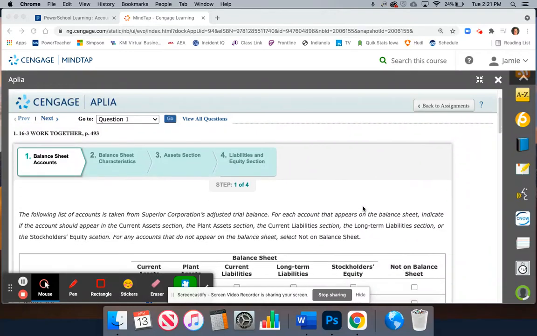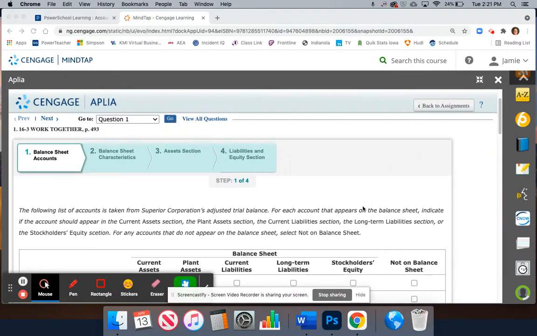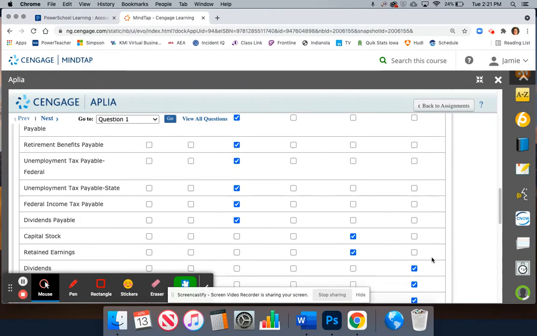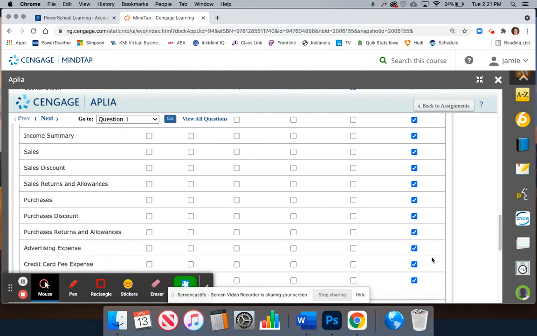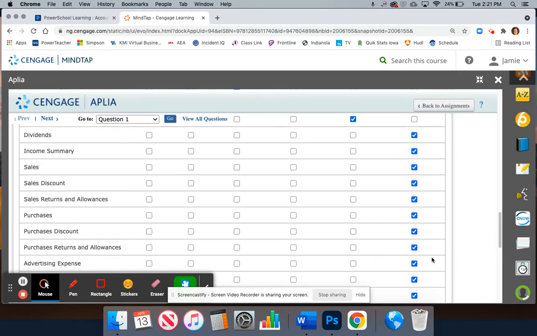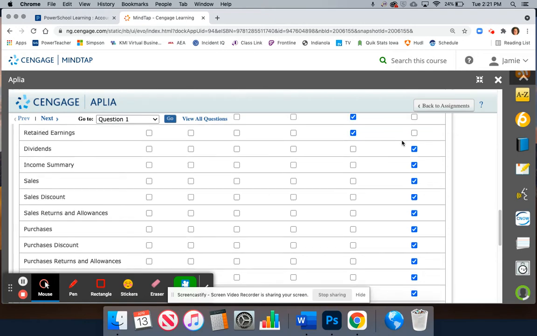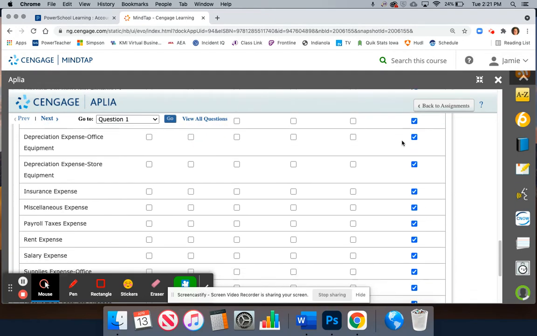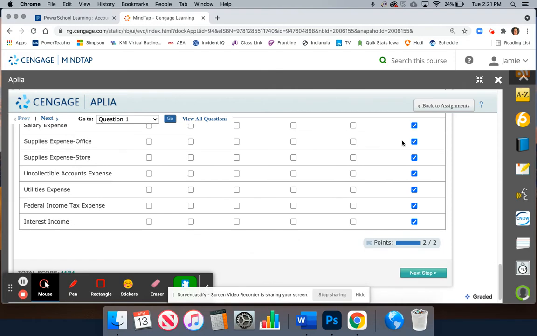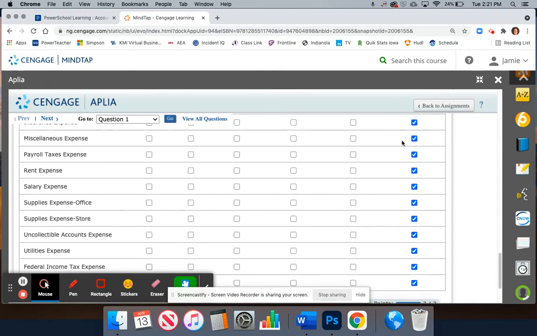In section 16-3, we first need to check the boxes that are included in the various sections of the balance sheet. Also, the accounts that are not included on the balance sheet. So I'm going to start with the accounts that are not included on the balance sheet. From dividends and down, you could check all of those as they are not included on the balance sheet. They are on the income statement or the statement of stockholders' equity. So from dividends and down, not included.